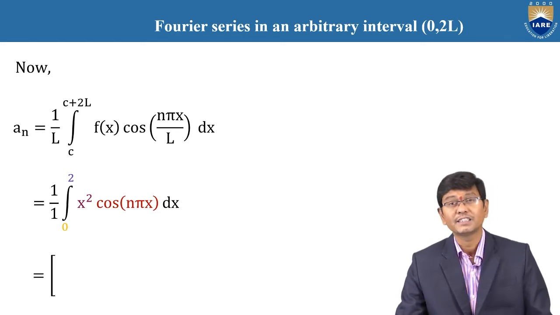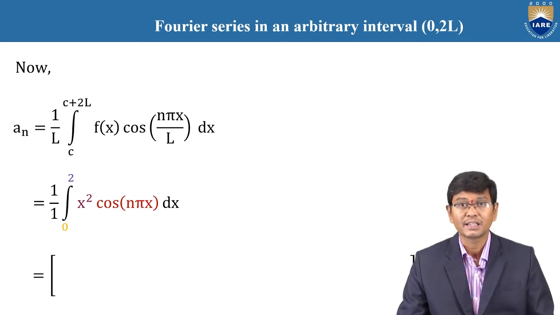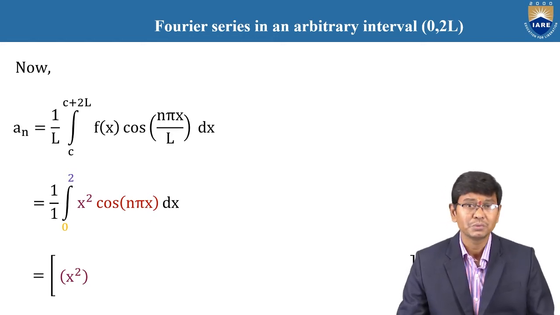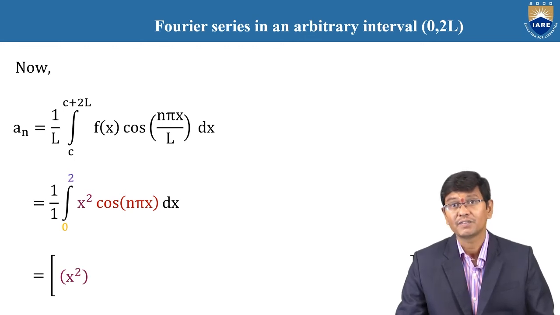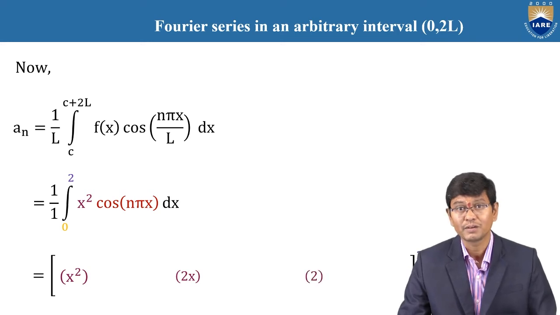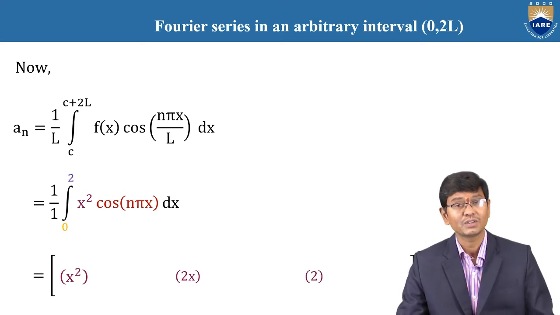According to integration by parts, we can use the Leibniz formula, or also the Bernoulli formula. Here the first is u and the second one is dv. Therefore, integration of x square into cos n pi x into dx is equal to x square, then the derivative of x square, that is 2x, and the derivative of 2x is 2. Now we need to integrate cos n pi x.